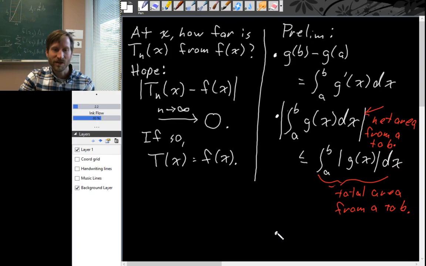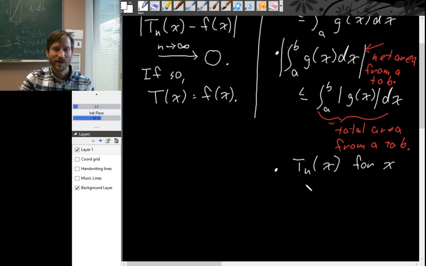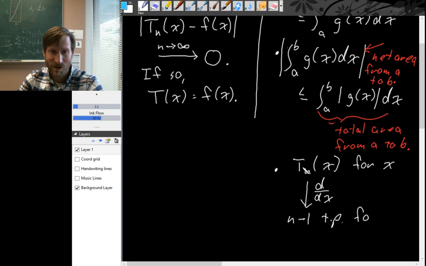All right, and then the final fact that we're going to need is that if you take the nth Taylor polynomial for f of x, and you take its derivative with respect to x, what you get is the n minus first Taylor polynomial for f prime of x.